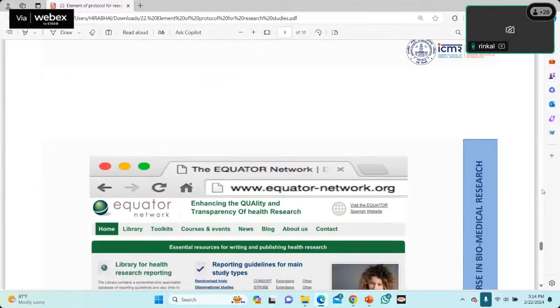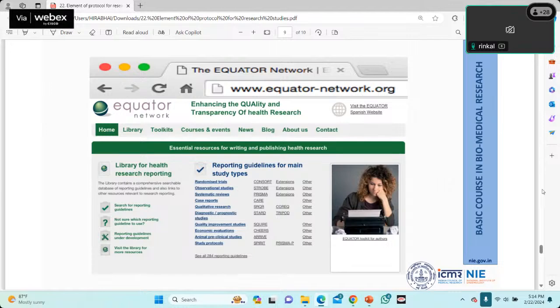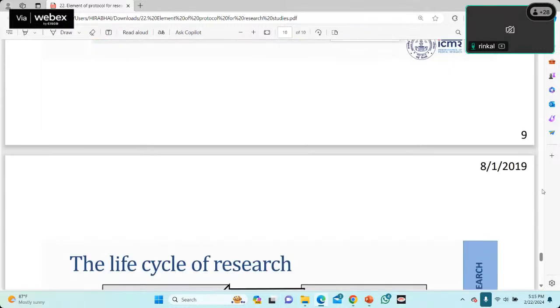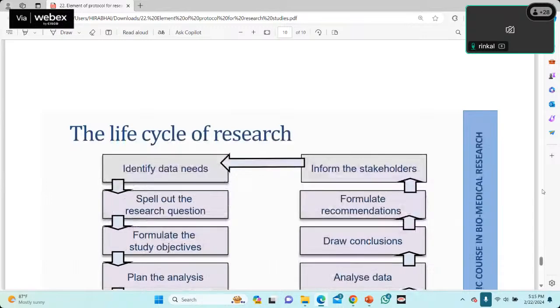Okay, so I think it's all about preparing a plan. These are a few of the guidelines available on the Equator Network, depending on which type of study you want to use. Based on that, here you have a reporting guideline for how you are going to report your study once it is over. So you can use the benefit of the guidelines from the Equator Network.